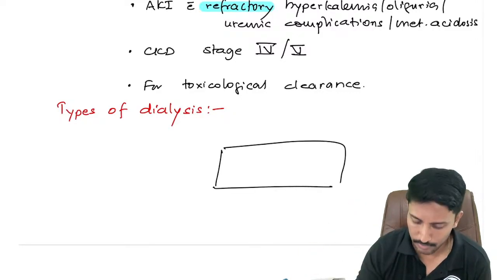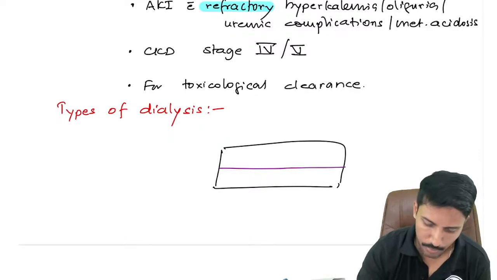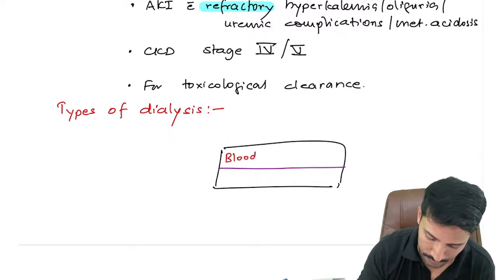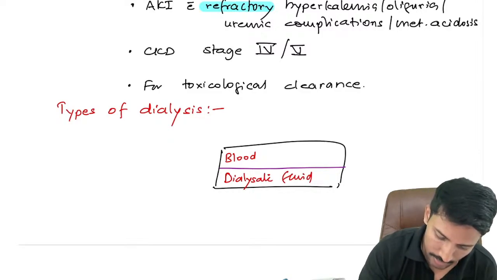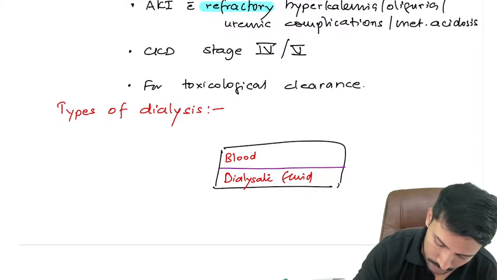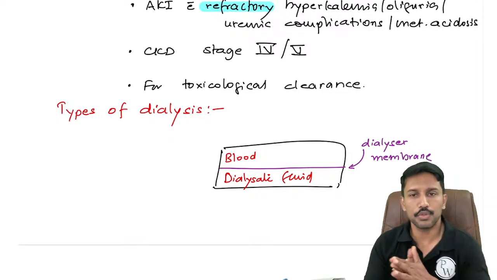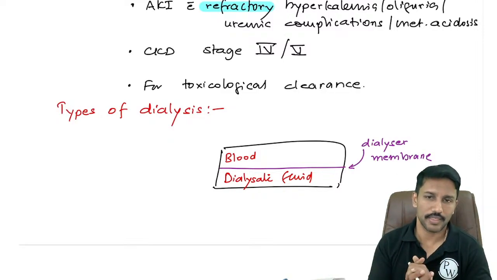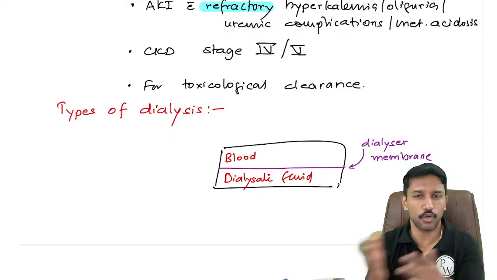What is that chamber? We'll come to that later. And in the chamber there is a membrane which separates a blood compartment and a dialysate fluid compartment. Means we have added some fluid in a compartment, and these two are separated by a dialyzer membrane, right? And this membrane allows the diffusion of small molecular weight substances. So because of the concentration gradient, the molecules will diffuse.